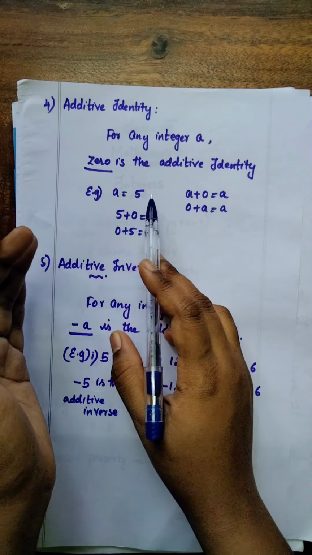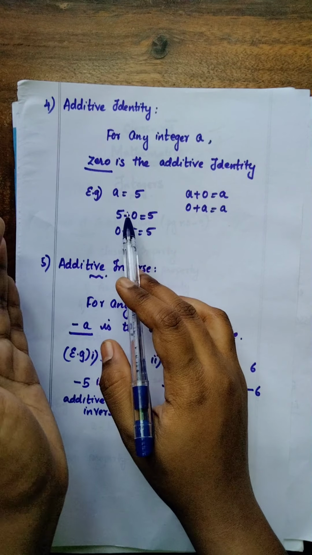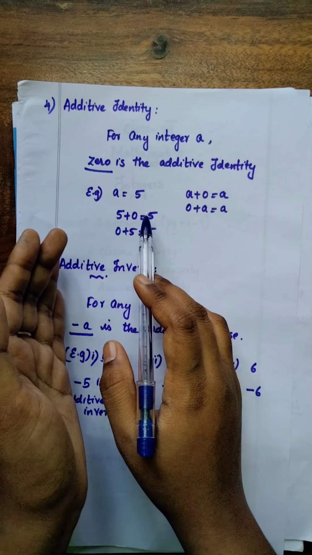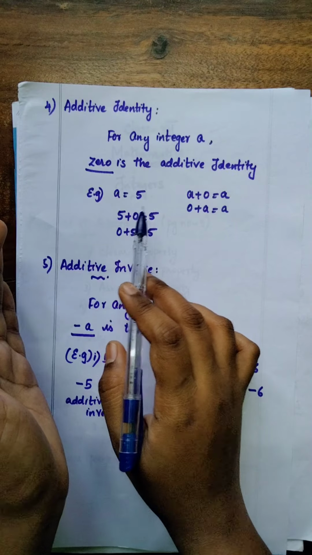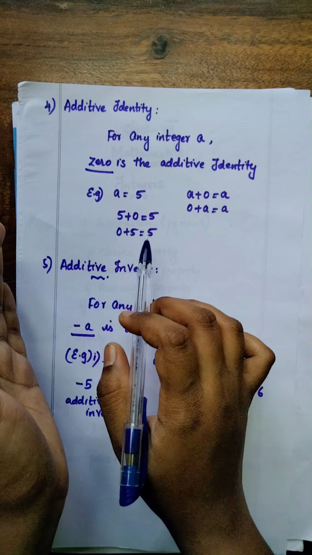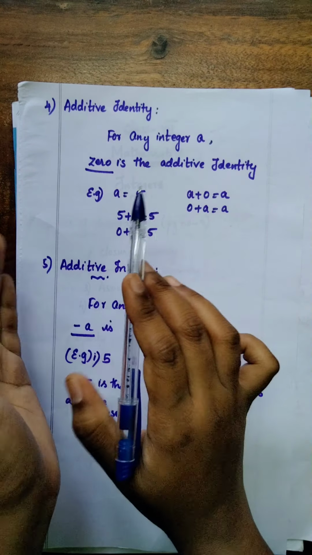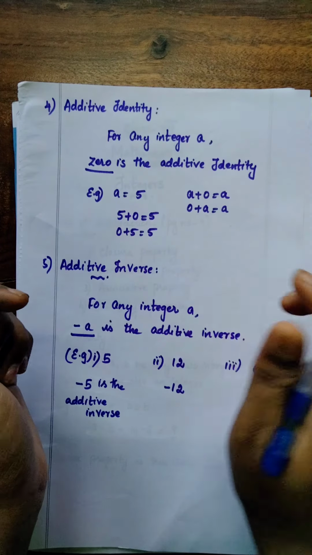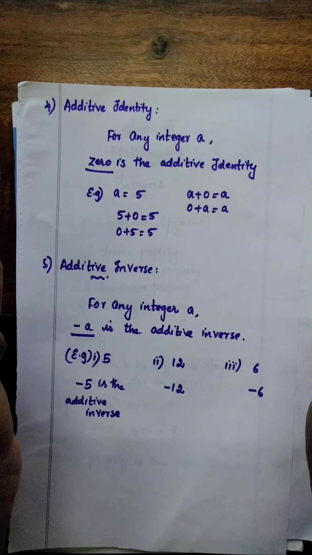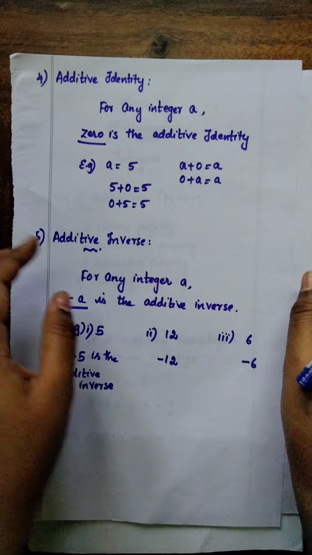Here, we take the value of a as 5. What is 5 + 0? 5 + 0 is 5, right? So 0 + 5 is also 5. So for any integer a, 0 is the additive identity. Understand?